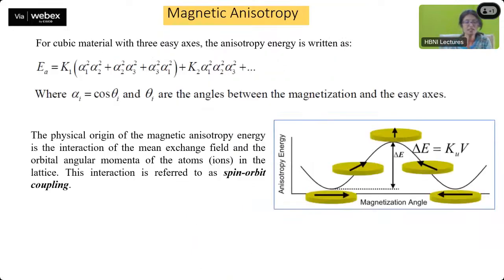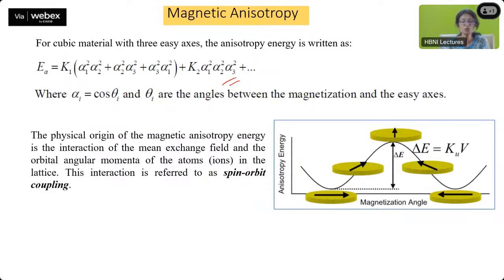Now coming to magnetic anisotropy once again, for a cubic material you have three axes, okay? And the anisotropy energy is written by this equation as you see over here. Here alpha_i is nothing but cos θ_i, and θ is the angle between the magnetization and the z-axis. Always remember that θ is the angle between the magnetization and the z-axis.